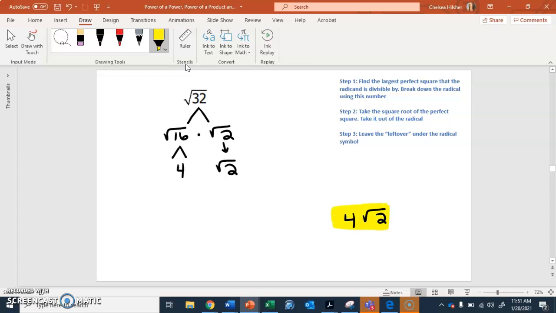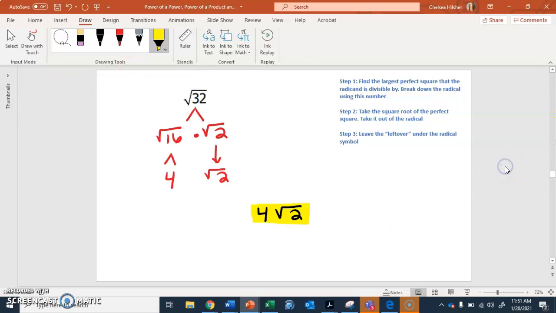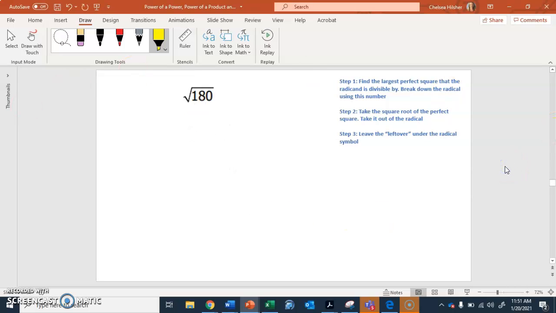Let's look at another example. Our next example here is radical 180. If we were to plug in the square root of 180, it would not come out perfect. We're going to simplify it to the best of our ability. Again, we want to find the largest perfect square that is going to be multiplied to another radical to give us 180. I'm going to use my factoring tree here.